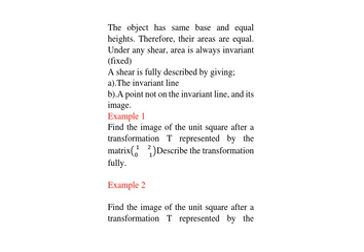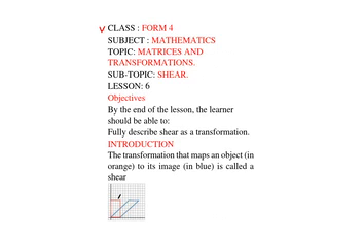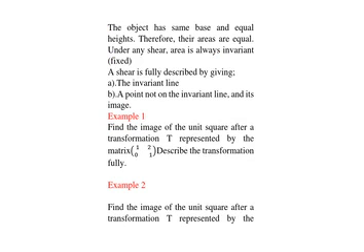So the object has the same base and equal heights. Let's have a look. This is the base and this is the height. So it's the same for the object and image. Therefore, their areas are equal, meaning that under any shear, area is always invariant or fixed.